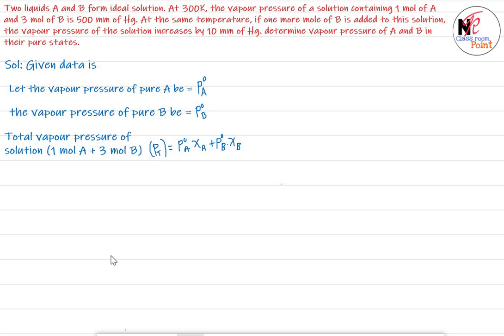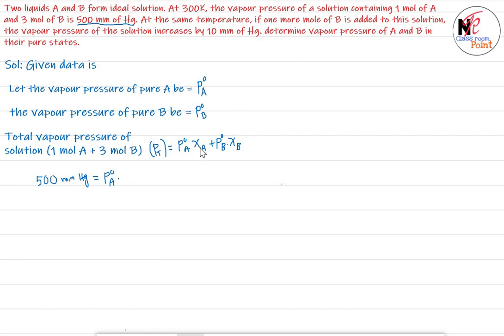Now we know the total pressure is already given for the initial part, 500 millimeters of mercury in the question. So we will write 500 millimeters of mercury equals partial pressure of A into mole fraction of A. P naught A is not given, because we have to find it out, as well as P naught B. Mole fraction of A is given.